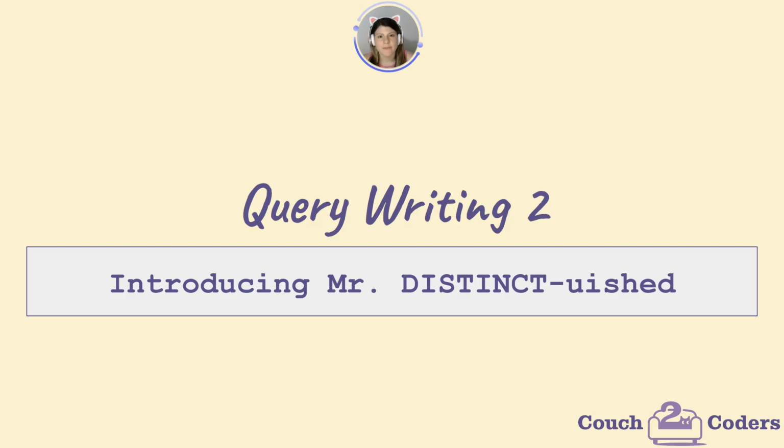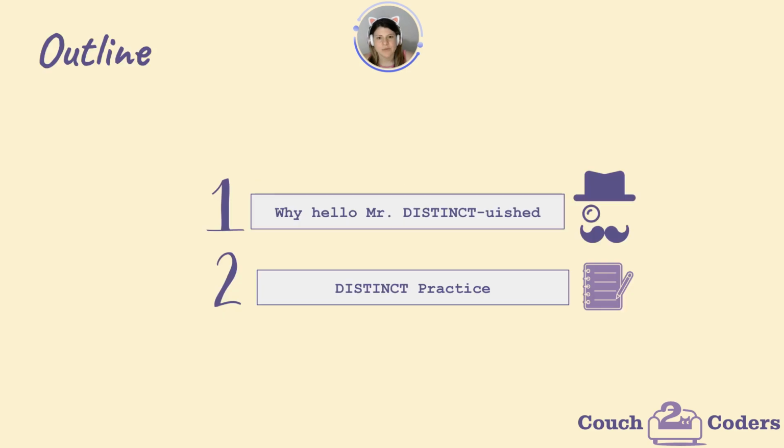We are in Module 5, Query Writing 2. We are going to be introducing someone named Mr. Distinct-uished. The outline for this module is broken up into two parts.